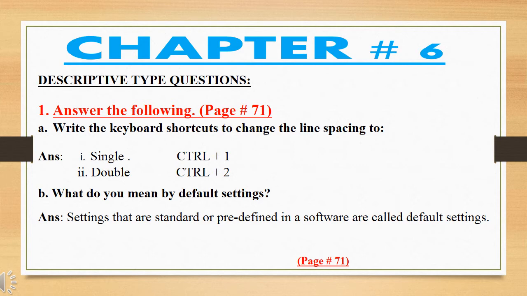If we need single line space between two lines, we have to press Control plus 1 on the keyboard. If we need double space, I mean two line space, we use the shortcut Control plus 2. What is that? Control plus 2 for double line spacing. Clear, students? Okay, now question number B.